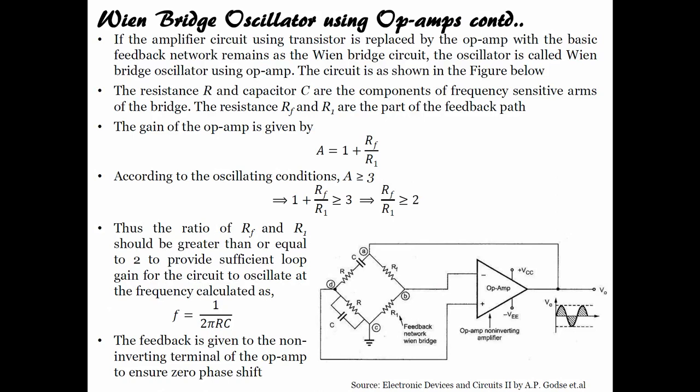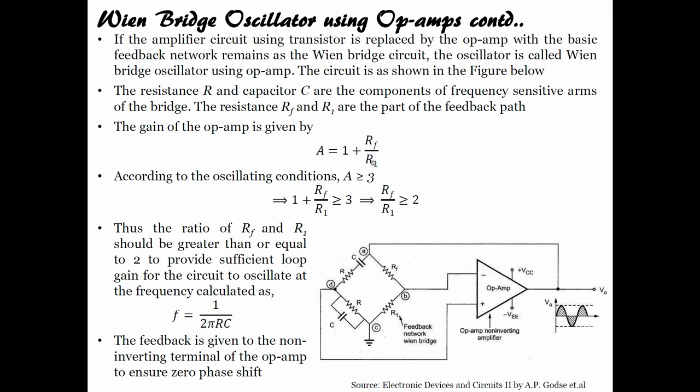So, if the Wien bridge oscillator is used with an operational amplifier in this particular configuration, right, then what will happen? The resistance and capacitors are the components of frequency sensitive arms. You can see here the resistances RF and R1 would be part of the feedback network for the amplifier, and because the signal is provided at the non inverting terminal, gain would be 1 plus RF by R1, right.